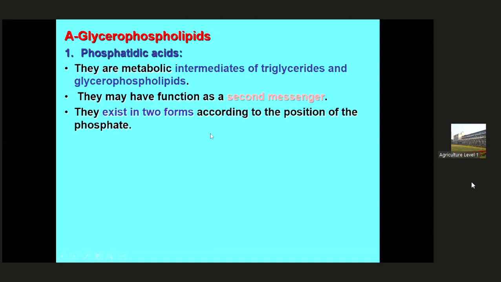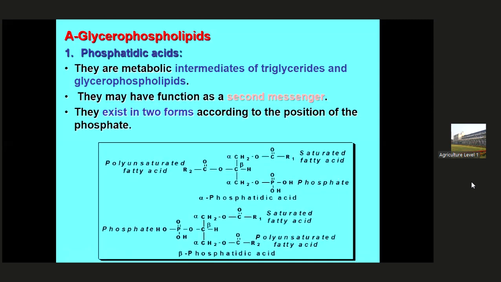Phosphatidic acid may be of two types, alpha or beta. According to the position of the phosphate group, if it is in the right position, this is alpha, and if it is in the left position, then it is beta. So when the phosphate is in the right position, this is alpha phosphatidic acid. When it is in the left position, then it is beta phosphatidic acid.